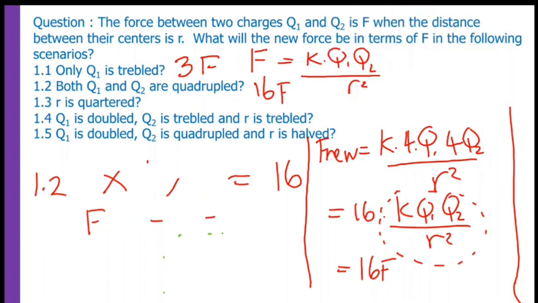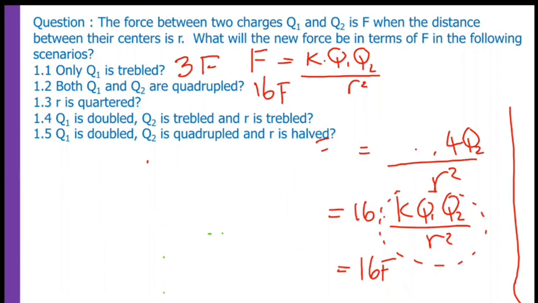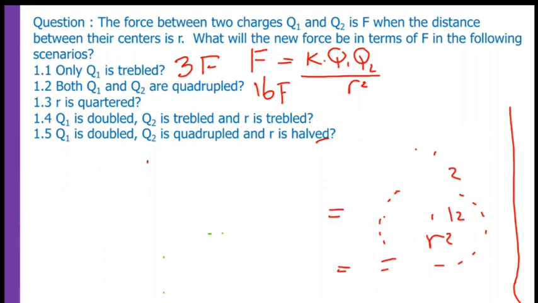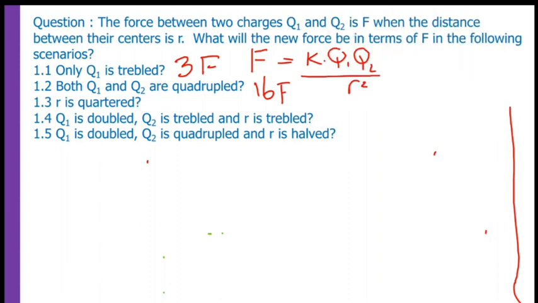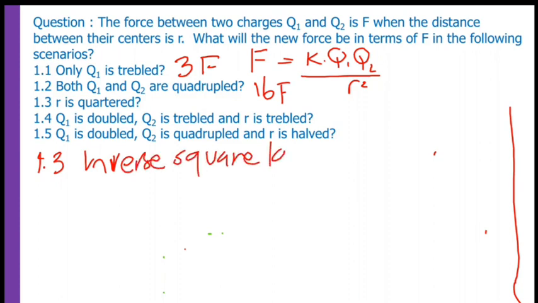All right. Now 1.3, the distance is quartered. In other words, the charges are brought closer to each other. The distance is 4 times less than what it was initially. So we are talking about the distance becoming smaller, so the force must get larger. How does the force get larger? Well, remember we said force and distance have got this inverse square law. We use the inverse square law. So basically identify the factor involved. It's a quarter.